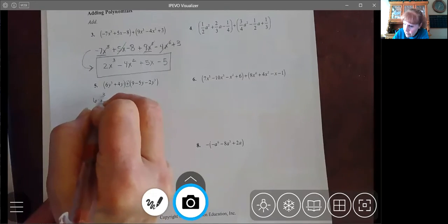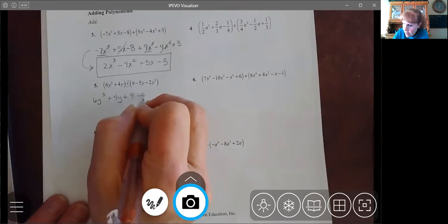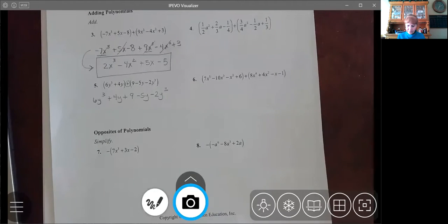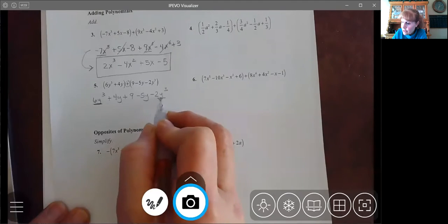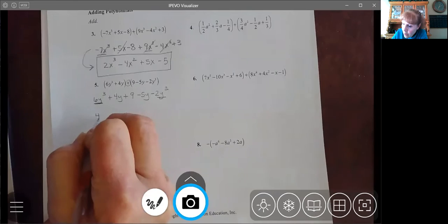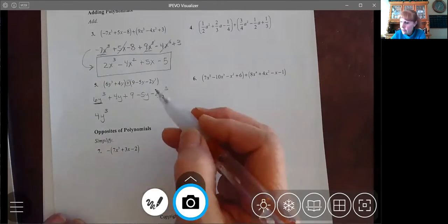So 6y cubed plus 4y plus 9 minus 5y minus 2y cubed. Let's start with the highest power. We'll go in decreasing order of power. 6y cubed, this variable matches this one right here. So I'm going to combine those because they're both a y cubed. 6 and a negative 2 is 4y cubed. That takes care of those.